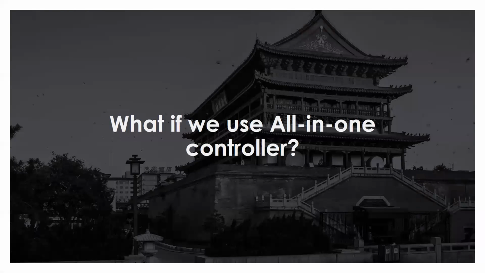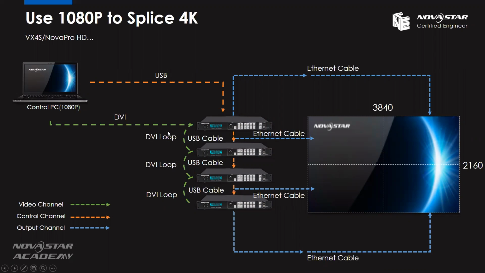And what if we use an all-in-one controller? Can we simplify the system structures? The answer is yes. Let's see the system structure. If we use an all-in-one controller, here is a VX4S. And it's the same principle if we use a Nova Pro HD. They are all all-in-one controllers. So why do we call it all-in-one? The reason is it's not just a sending card, it's also a video processor.